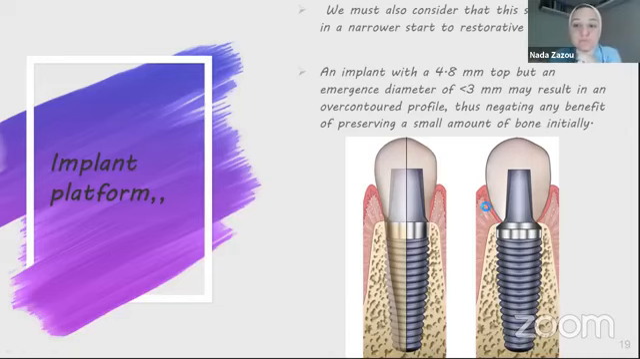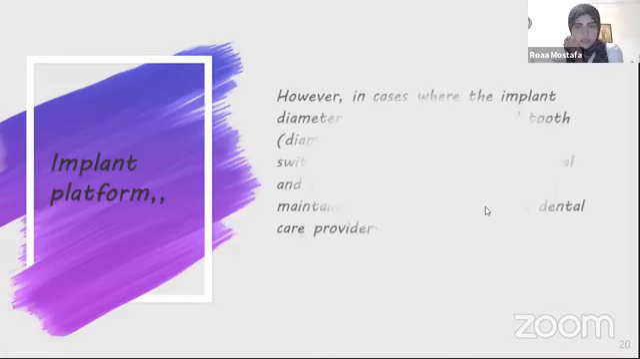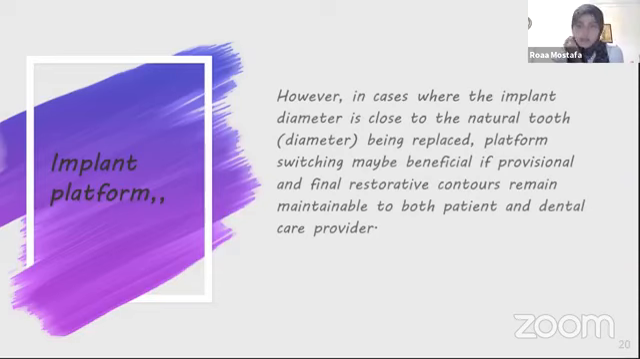Yes. So here we can make, as I said, platform switched implants if the diameter of the implant and the lost tooth are the same, and I can assure that the final restoration and the provisional restoration are maintainable for both the patient and the dentist. Professional cleaning. Yes.